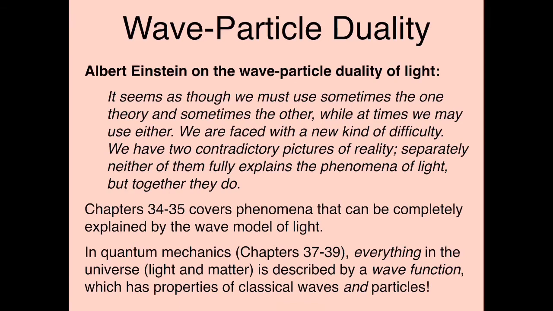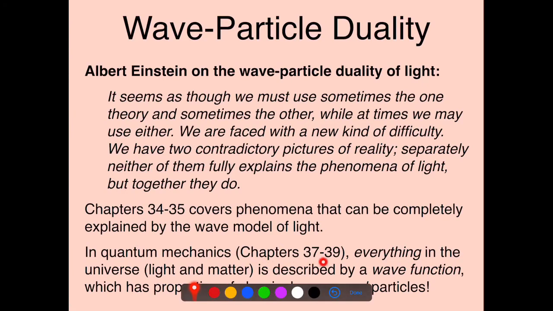So in chapters 34 and 35 of the textbook, we cover different phenomena, different things that light does, that can be completely explained using the wave model. So over the next couple weeks, as we go through these chapters, we'll be focusing entirely on the wave model of light and things that the wave model of light actually gets right. But to go beyond that, to get a more full picture of how light works, you're going to need quantum mechanics. And we're just not going to have enough time in this class to cover quantum mechanics, but I want to tell you a little bit about it.